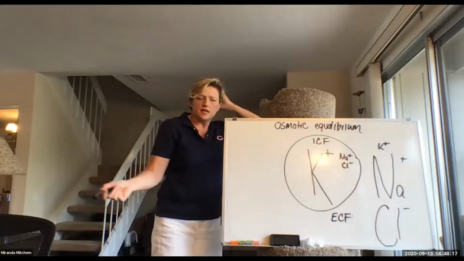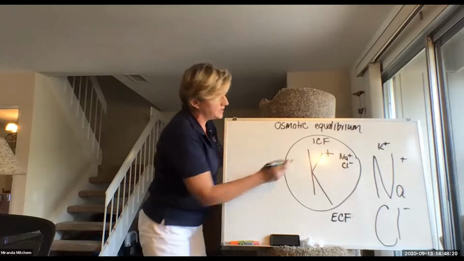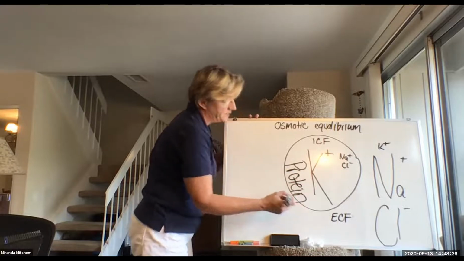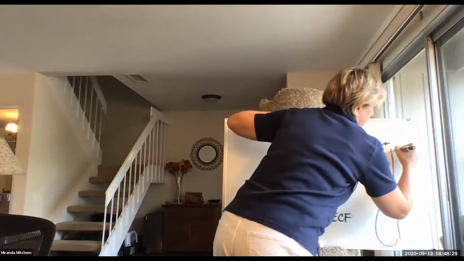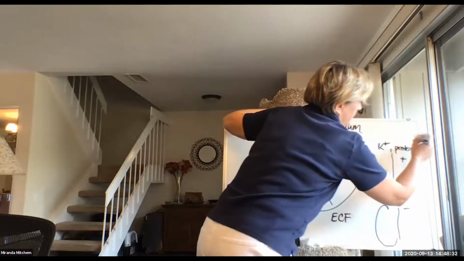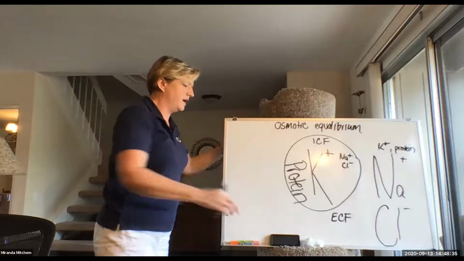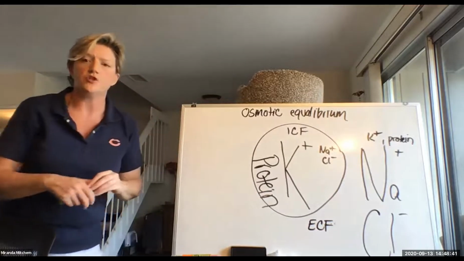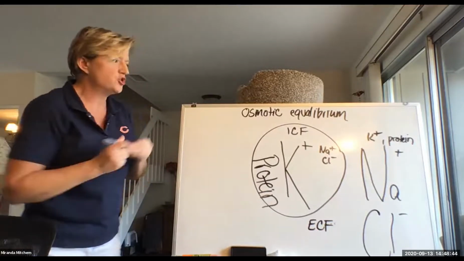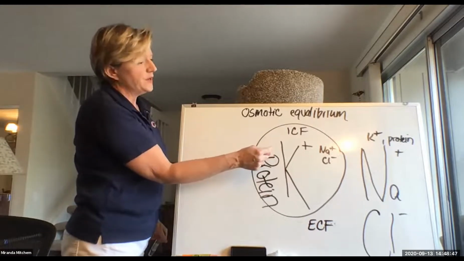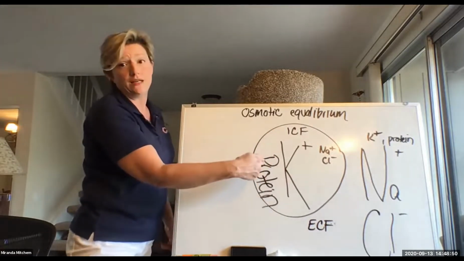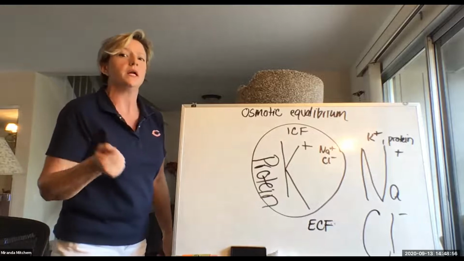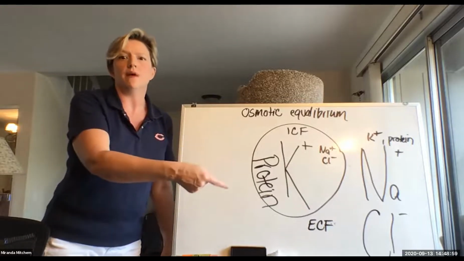The other thing that's inside the cell and is present in much higher quantity are proteins. And then there's a little bit of them out here. So this is a picture of the relative concentration of some of the major ions that are important in physiology. The majority of the potassium is inside the cell, and the majority of the protein is intracellular, but the other ions are present in higher concentration in the extracellular fluid. That is what is necessary to reach osmotic equilibrium.